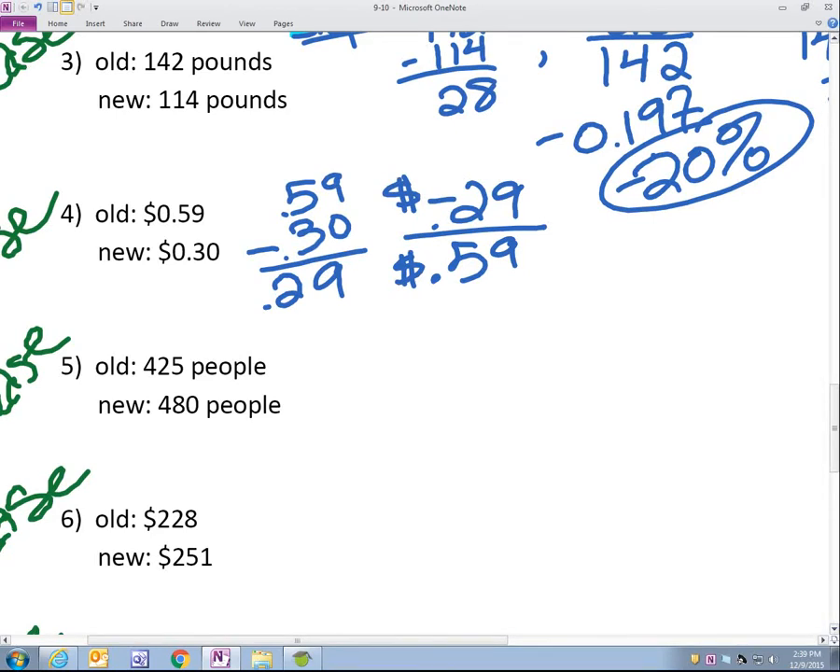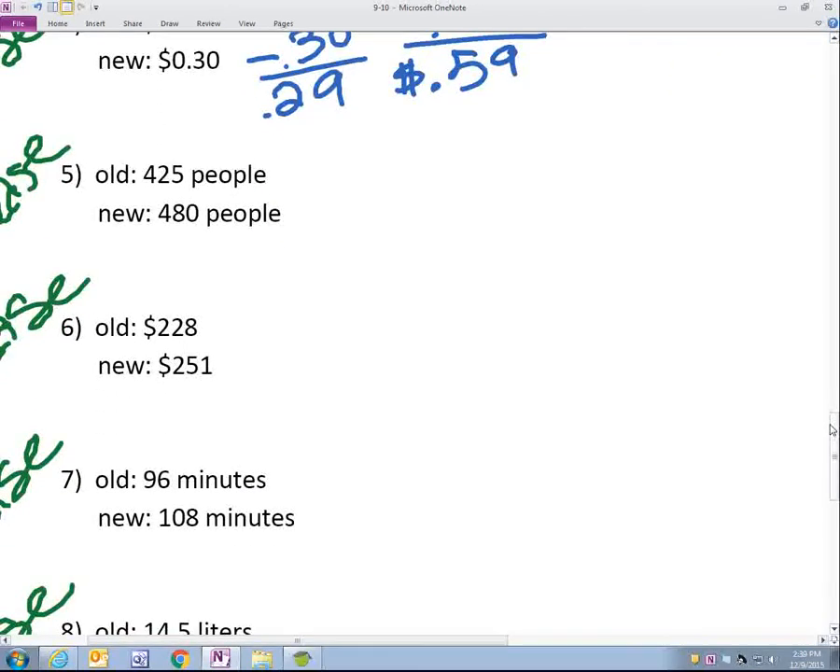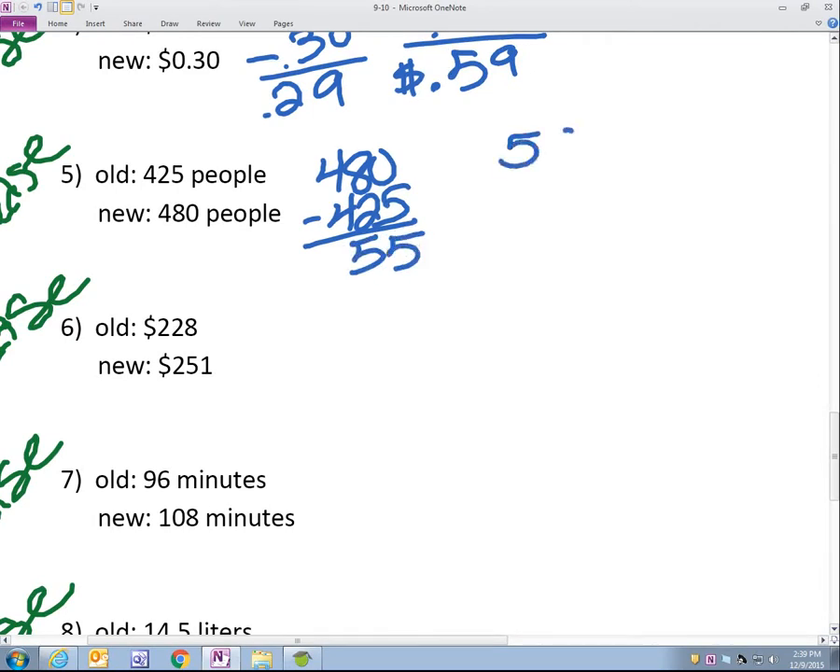Next one, number 5. 480 minus 425. It's going to be 55. 55, it's positive because it's an increase. 55 out of 425. Okay? I guess I could write equals rate. Now in the homework, you're going to actually have to complete this. Why am I not working this out? Well, time and also what else? Yeah, you guys know how to divide. That's not the new stuff.